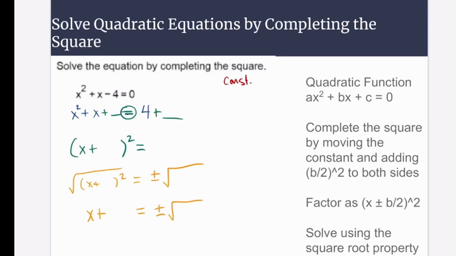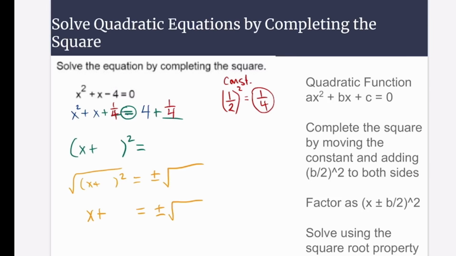we're taking b, in this case, which is 1. That's the number in front of the x. Dividing it by 2 and squaring it. Keep them as fractions. So 1/2 squared is 1/4. That's our constant. So I'm adding 1/4 to the left side. I'm adding 1/4 to the right side.